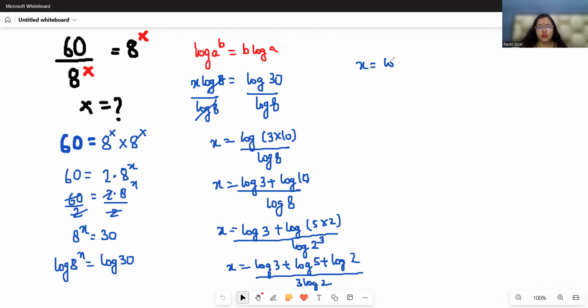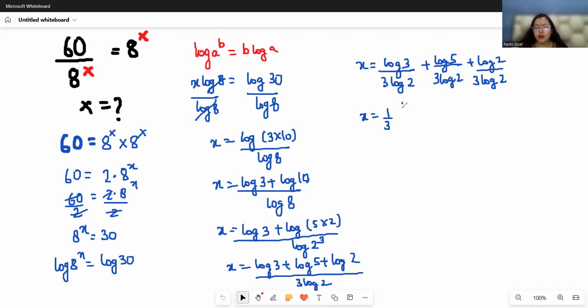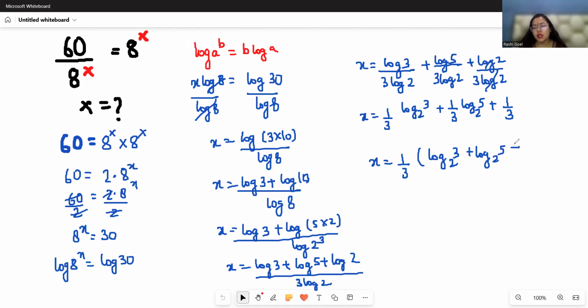So x equals log 3 by 3 log 2 plus log 5 by 3 log 2 plus log 2 by 3 log 2. So x equals, we can write it as 1 by 3 log 3 with base 2 plus 1 by 3 log 5 with base 2, plus this will cancel out to 1 by 3. Now I can take this 1 by 3 as common: log 3 with base 2 plus log 5 with base 2 plus 1.